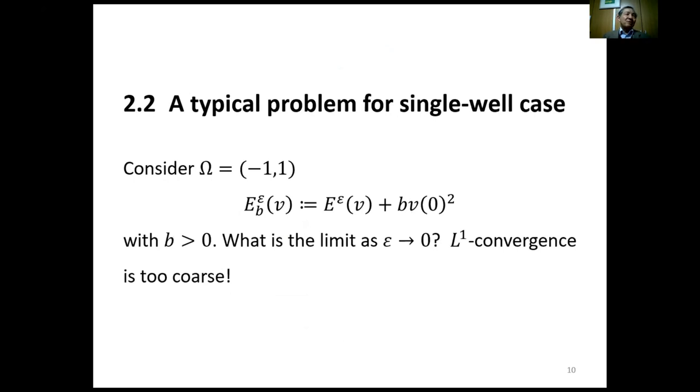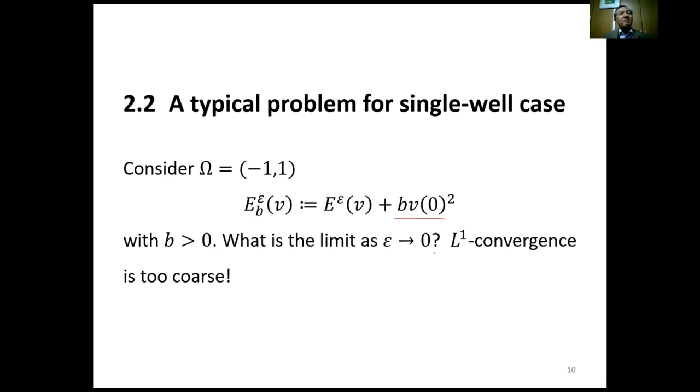What's the problem for the single well potential case? Consider omega as just a bounded interval. Let me define E epsilon sub B as the single well Modica-Mortola energy plus a boundary term, the value squared of V at zero times a positive constant B. What is the limit as epsilon tends to zero? It turns out the L1 convergence is too coarse. This is rather clear, because in L1 the boundary term is negligible, so it does not say anything.